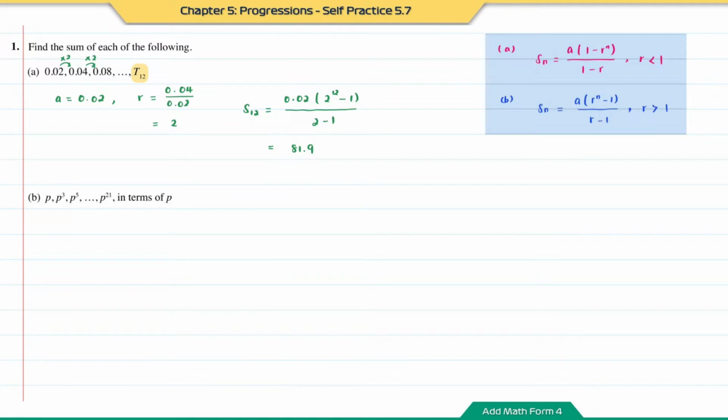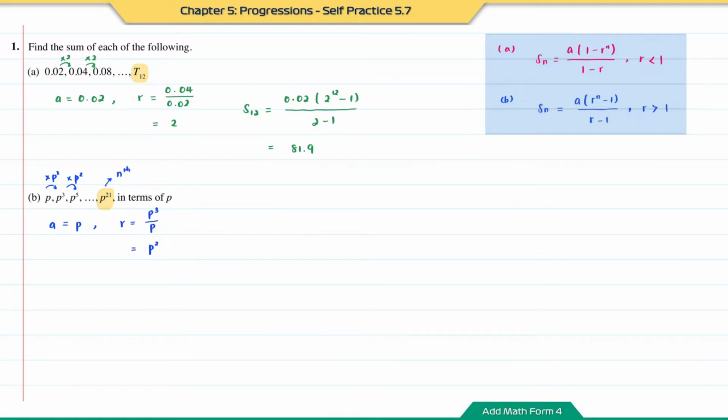Question B. For this geometric progression, the first term, which is the a, is equal to p. And for the common ratio r, I'm going to use the term p cubed divided by the previous term, which is p. So the common ratio will be p squared. This geometric progression is formed by multiplying the previous term with p squared. Now we want to find the sum of this geometric progression until the term p to the power of 21. Therefore, we need to know which term p to the power of 21 is in this geometric progression.